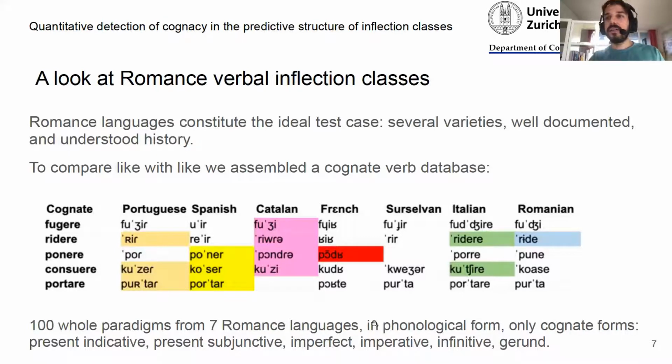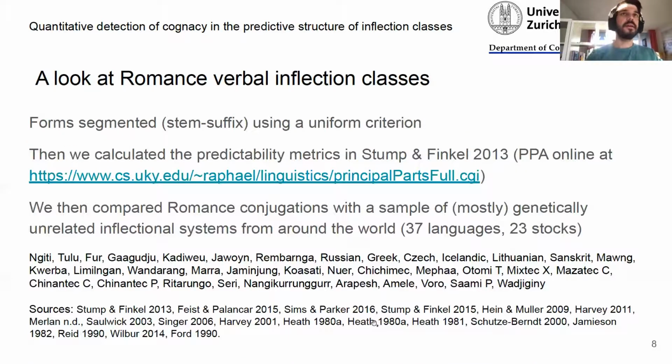And we calculated all these entropy metrics for the forms in the paradigm that are cognate. So tenses come and go. We wanted to focus on how the different aspects change diachronically, and so we will be focusing on those tenses and forms in the paradigm that are cognate. Now, to calculate the metrics, we needed to segment all these whole words into stem and suffix, and we tried different segmentation criteria, and this didn't affect the results.